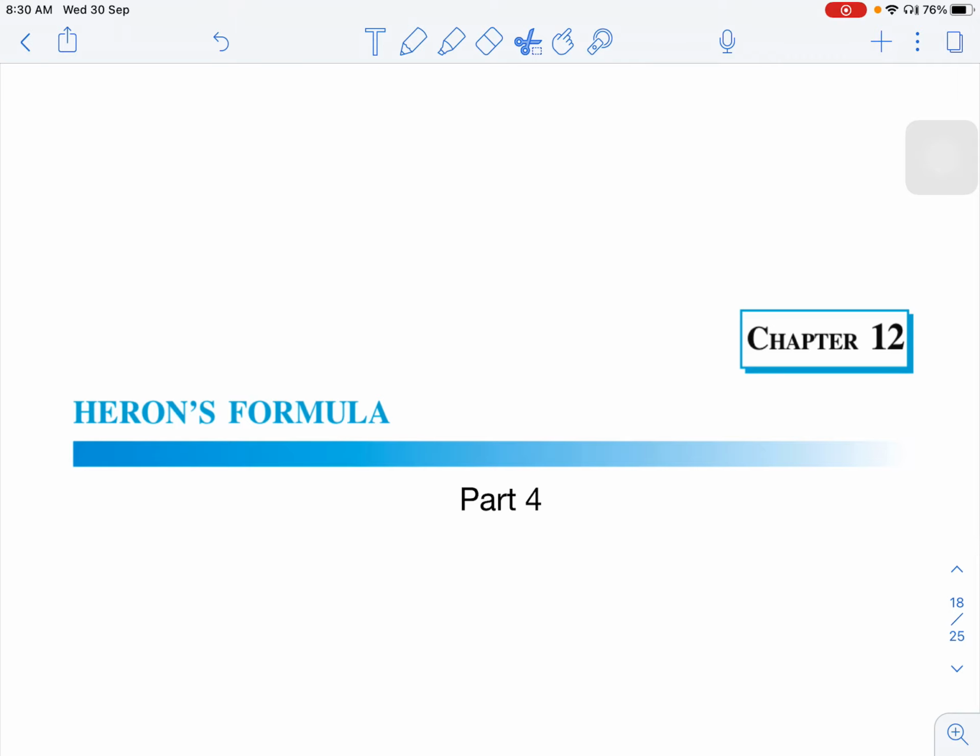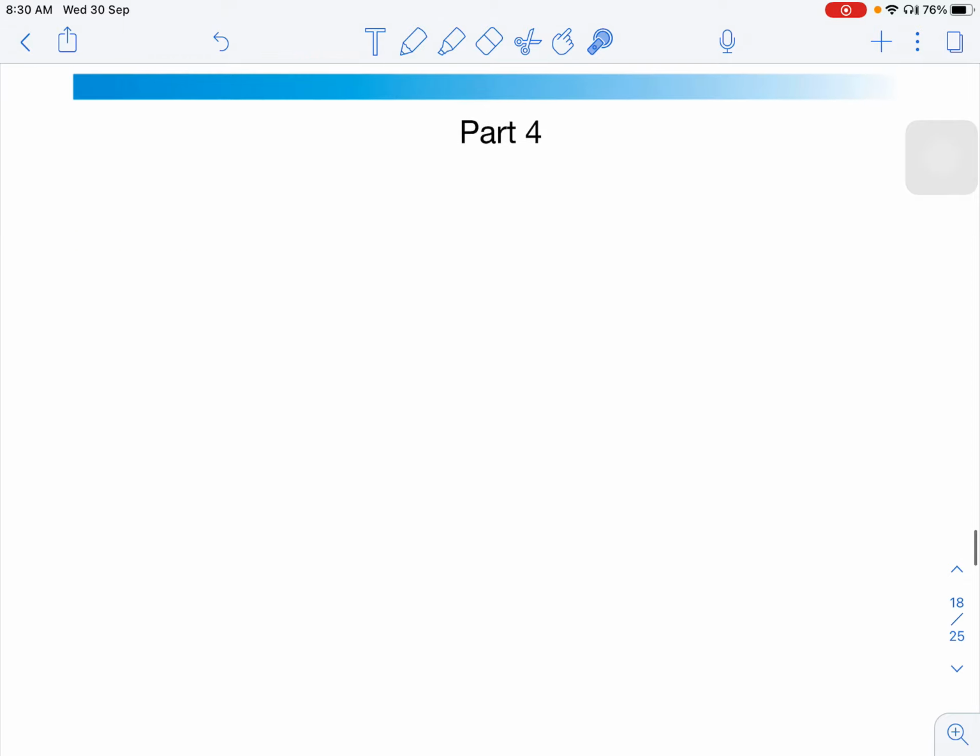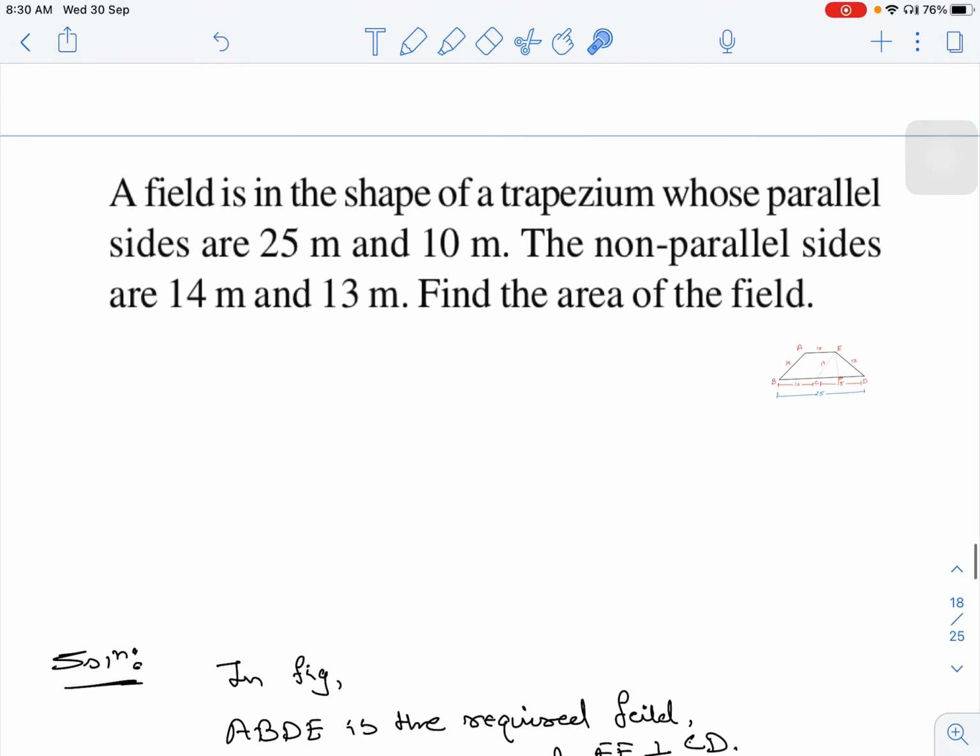Hello students. Today we are going to learn part 4 of chapter number 12, that is Heron's formula of class 9. In the previous part we have learned some different types of examples. Today also we are going to learn a different example. So let us start it.